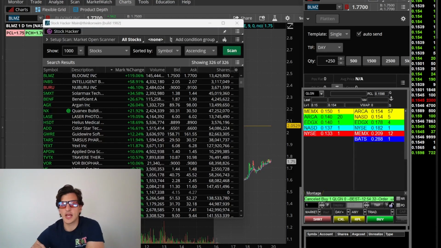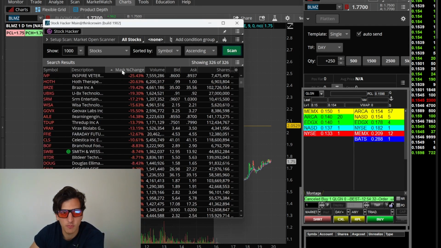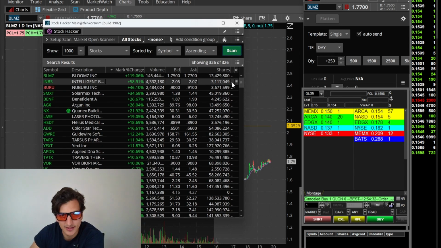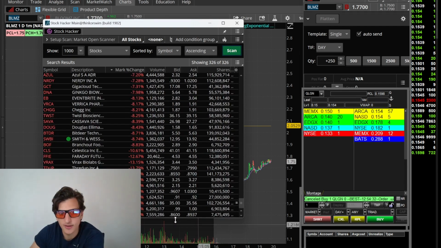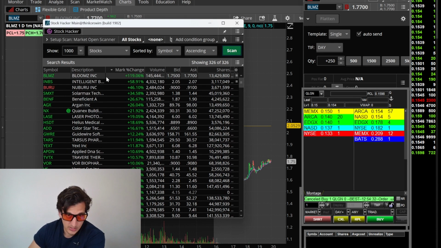All right, so now for step two. Step two is going to be analyzing the data. So analyzing the data, this is also very important. I do like to rank my gappers here by market percent change, from the best leading gapper, the highest leading gapper, to the leading dumper on the day. So the leading gapper here on Friday, yesterday, was BLMZ.